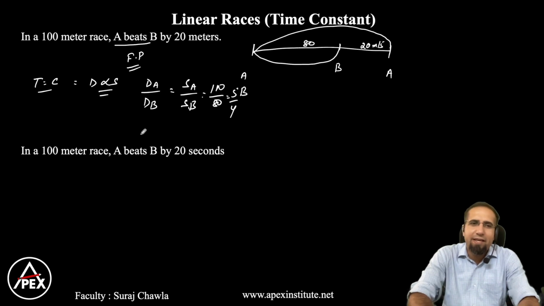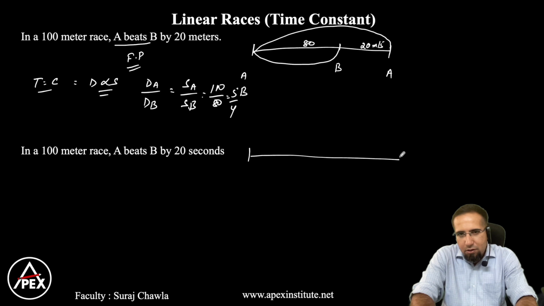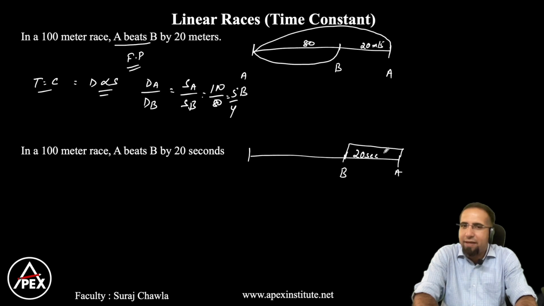Now in a 100 meters race, A beats B by 20 seconds. Now what do I mean by that? That means A has finished the race. B has to run for 20 seconds to finish the race. That means this distance has to be run by B in 20 seconds. So I can say that this distance is equal to 20 into B.